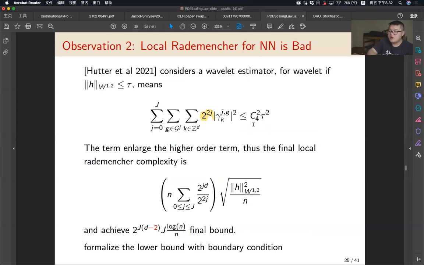So the space here will become much smaller. Okay. So if you go to your local Rademacher complexity bound, you go from 2 to the power of d to 2 to the power of d minus 2. So you will have a further minus 2 improvement here. But we can't do this for sparse neural networks.